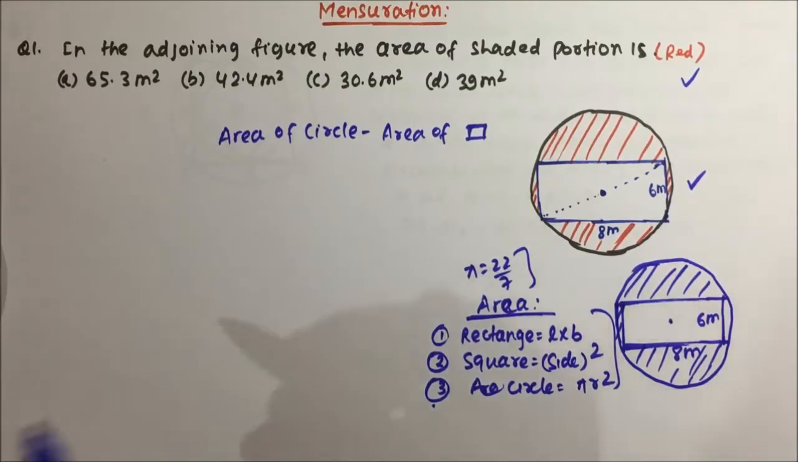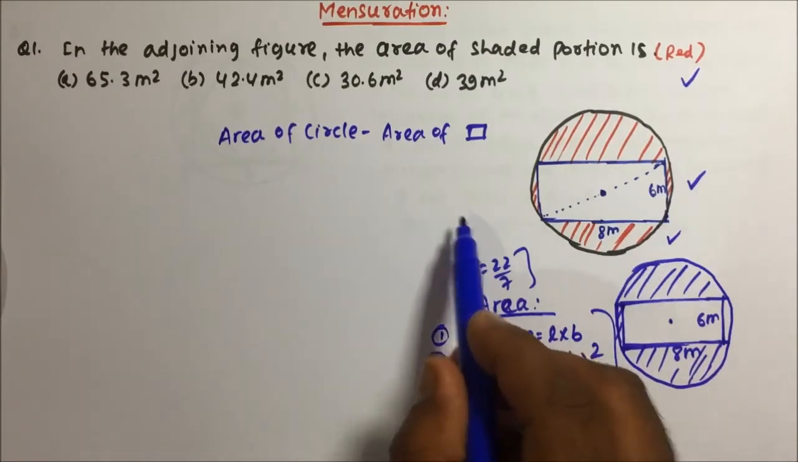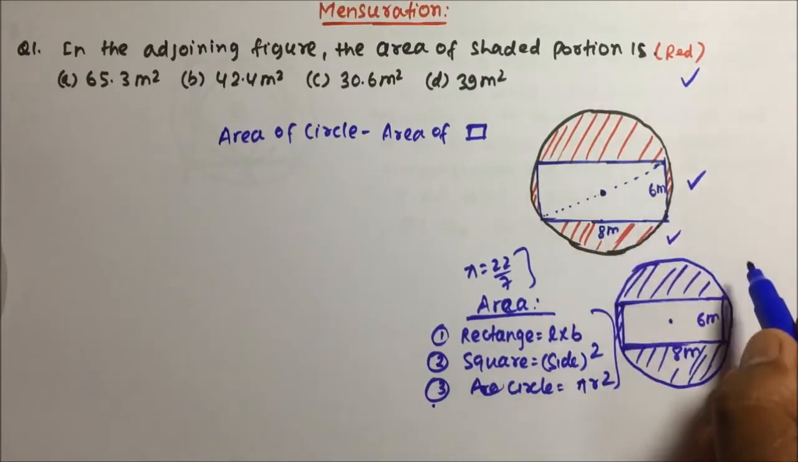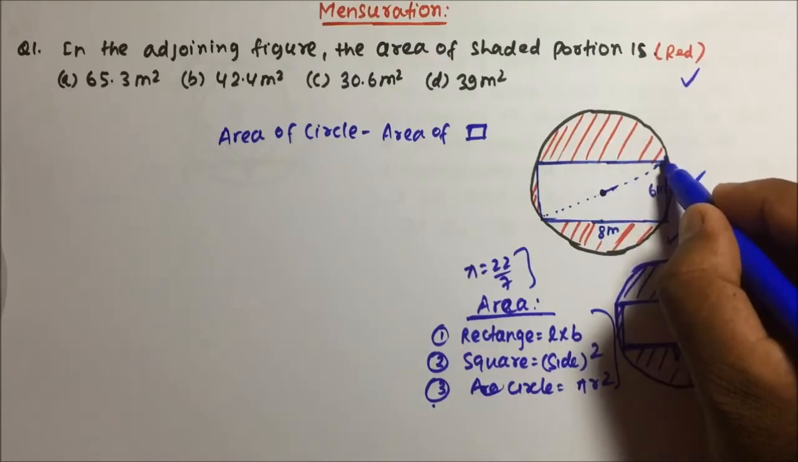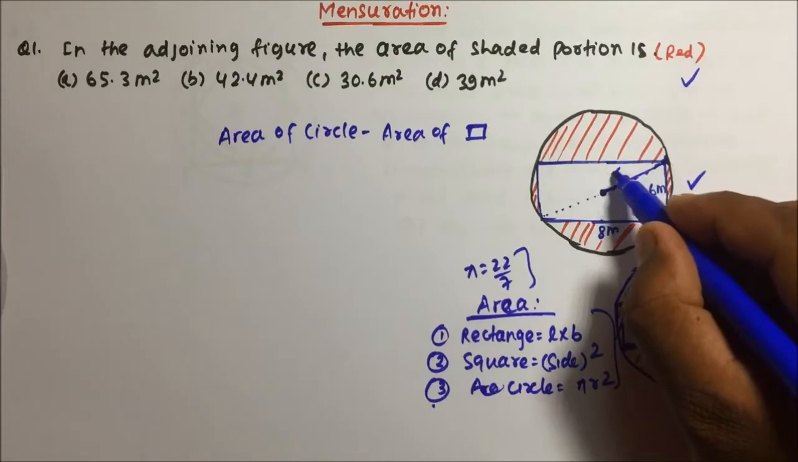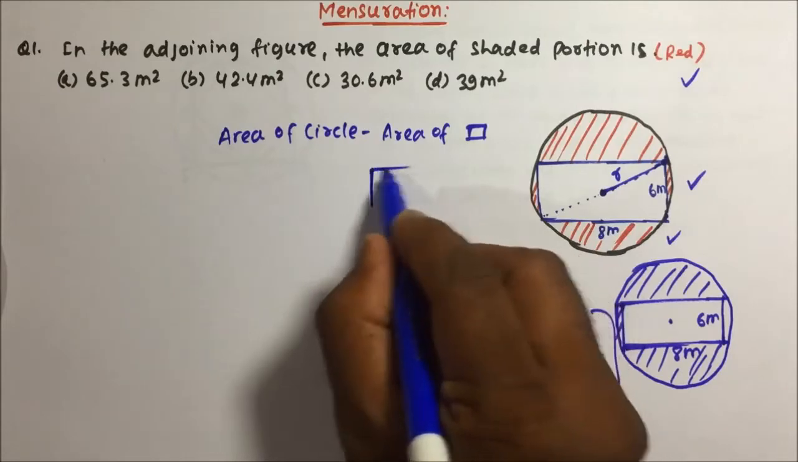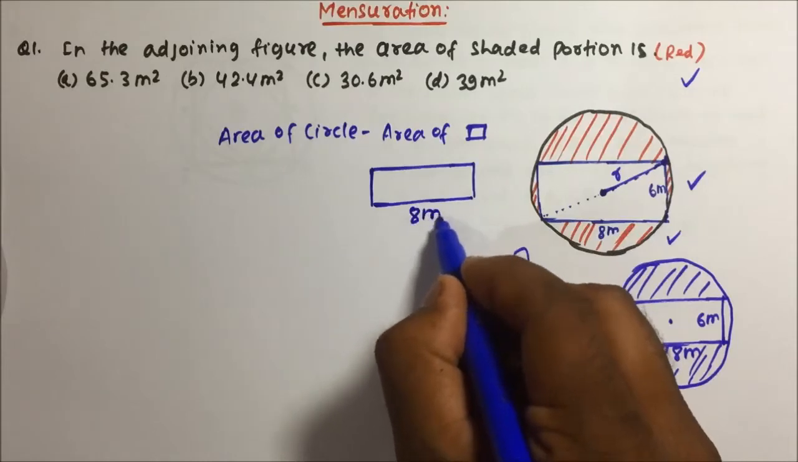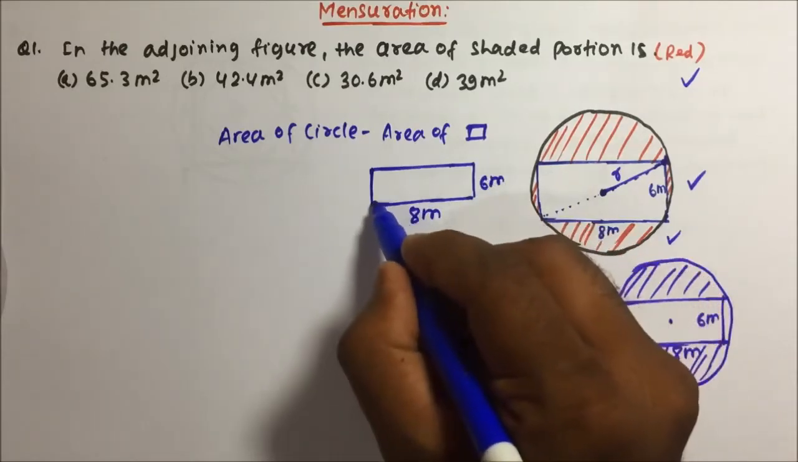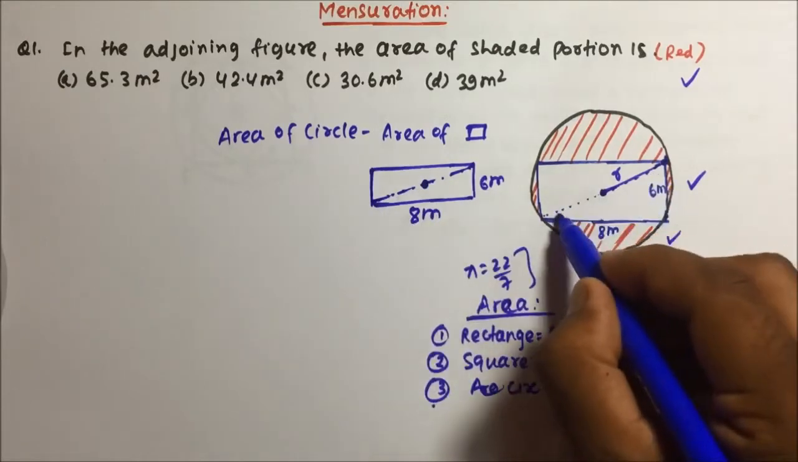Now if you want the shaded portion area, then you have to calculate the area of the circle, and then the area of the rectangle. For calculating the area of the circle, you need to know the radius, since the rectangle's corners are touching the circle. So you see, you have a rectangle, and this side is 8 meter, and this is 6 meter, and this will be called the diagonal. The diagonal's half is nothing but the radius here.